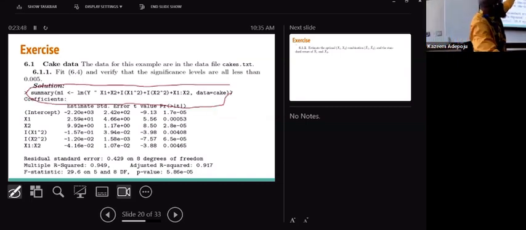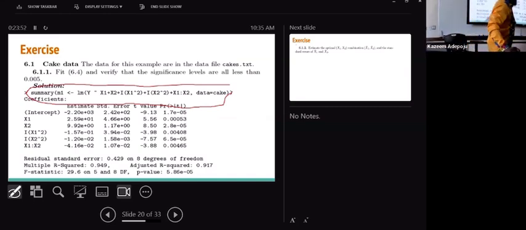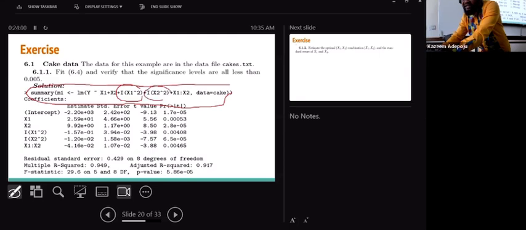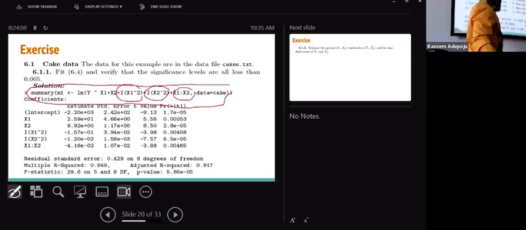Just write y on x1 plus x2. Then don't forget, you have to put the indicator. You remember that we did that the other time? I on that. Okay, I on that. Then plus the product. That product indicates interaction. And the name of my data is cake. And that actually gives us this.